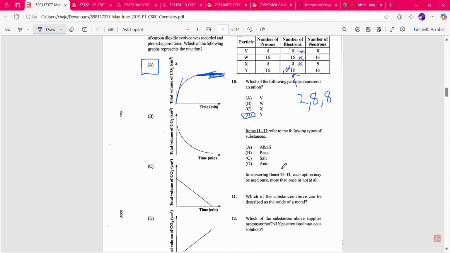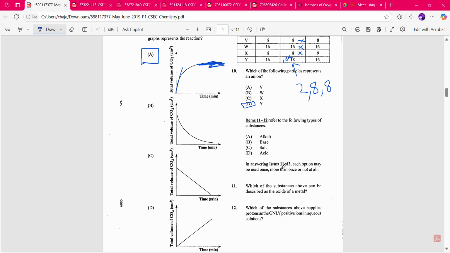Alright, numbers 11 to 12 refer to the following types of substances. We have alkalis, which are soluble bases in water. We have bases, which are proton acceptors, salts, which are a combination of metals and non-metals, and then we have acids, which are proton donors. Which of the following substances above can be described as an oxide of a metal?